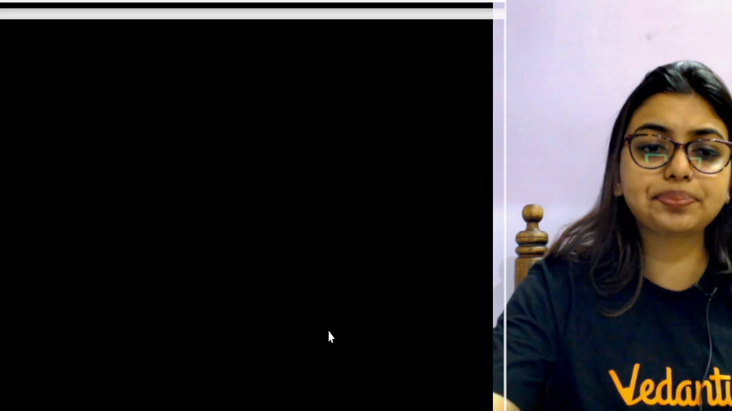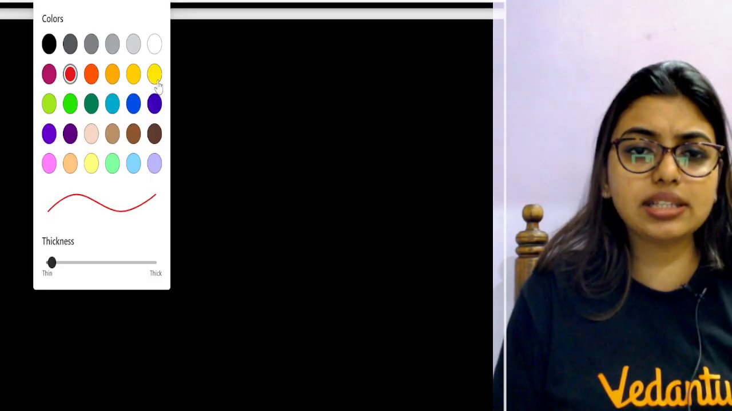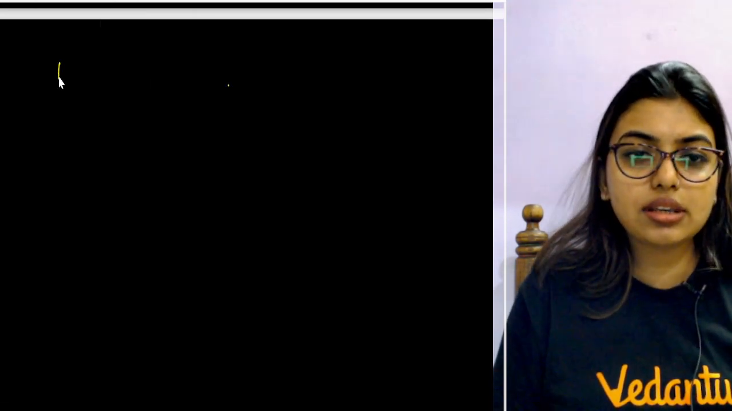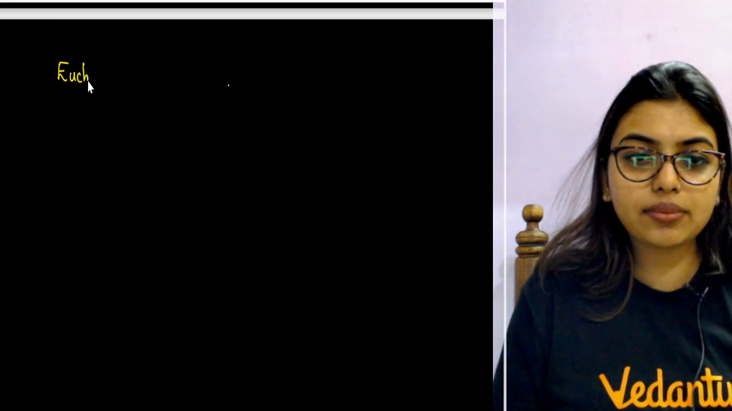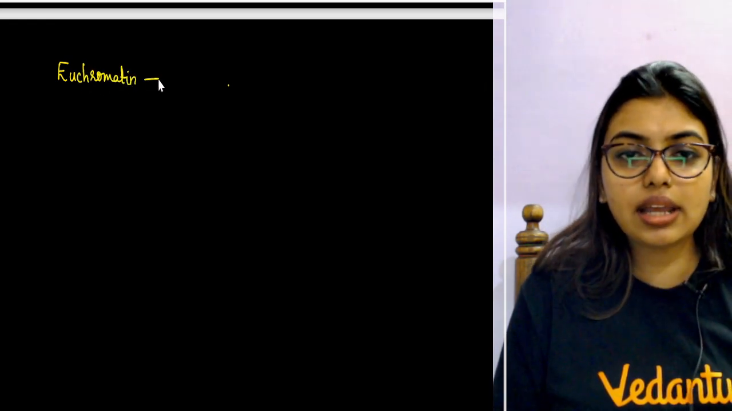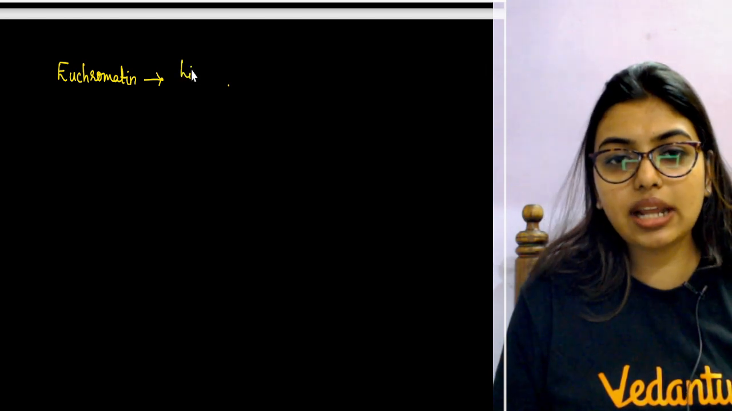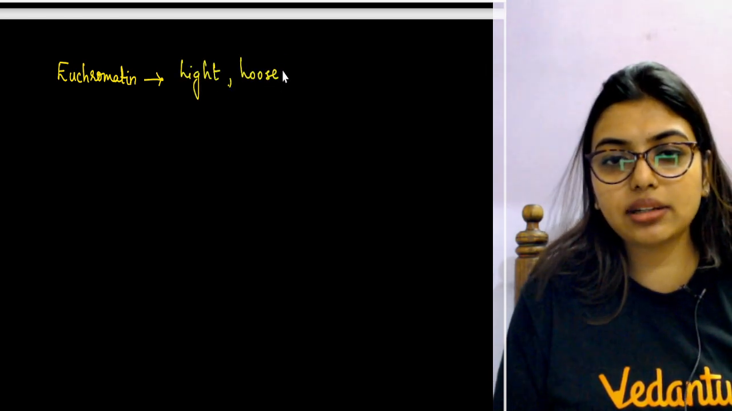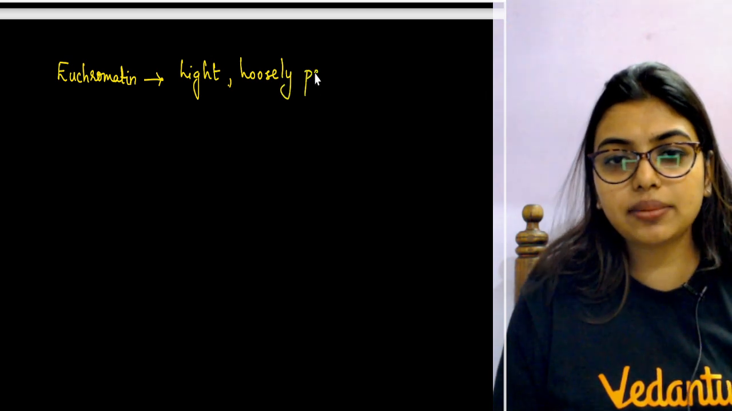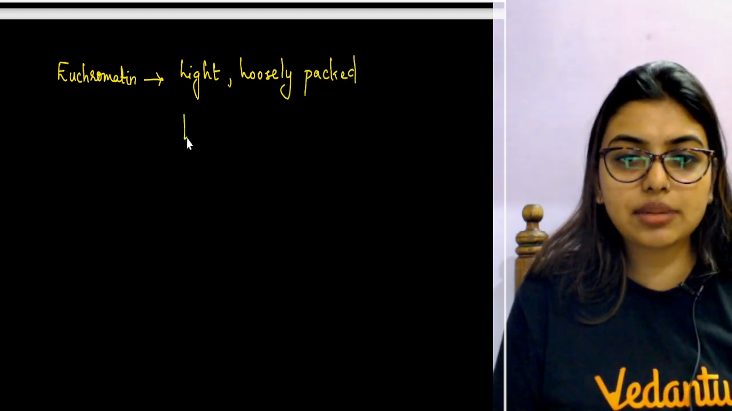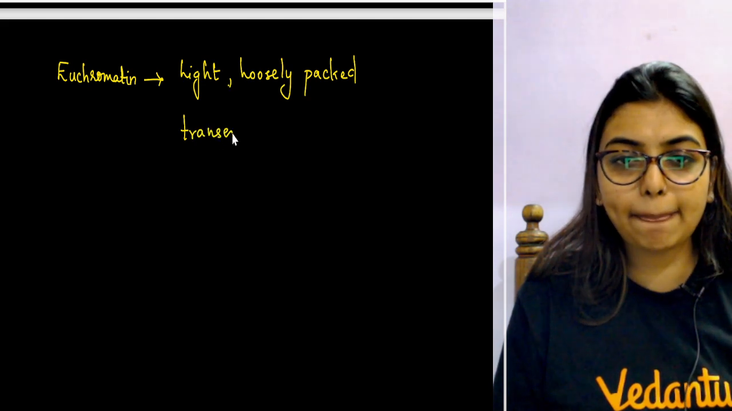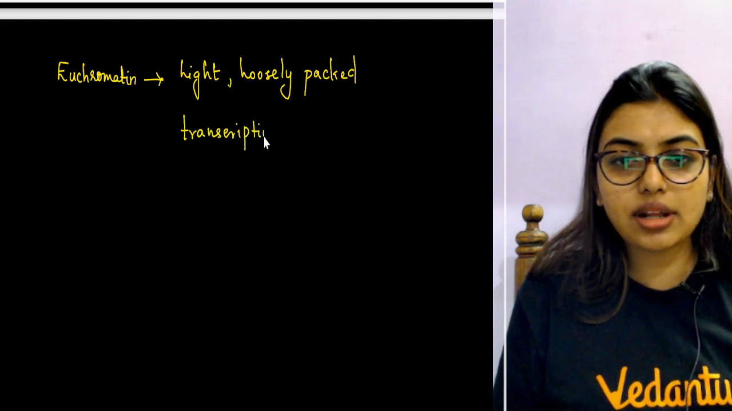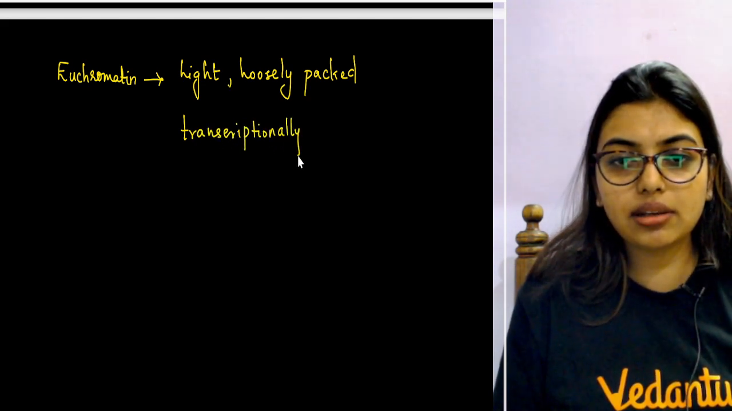So here you have to write the main things. Euchromatin is going to stain lightly. Why is it going to stain lightly, students? Obviously because it is loosely packed, right? Loosely packed, and they are transcriptionally active.